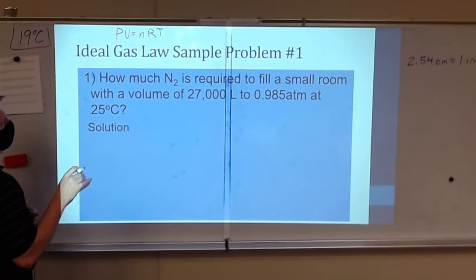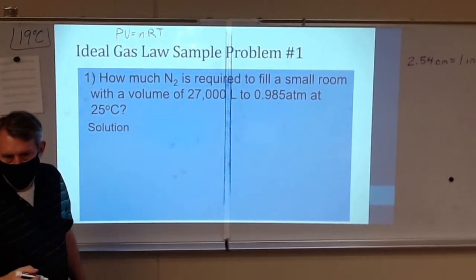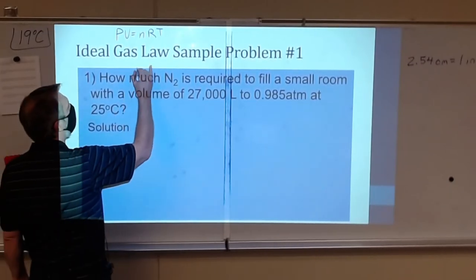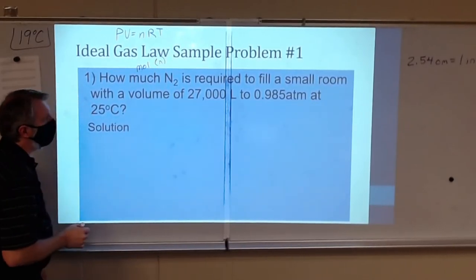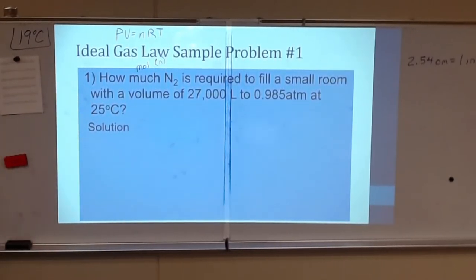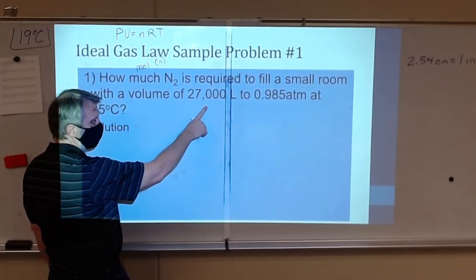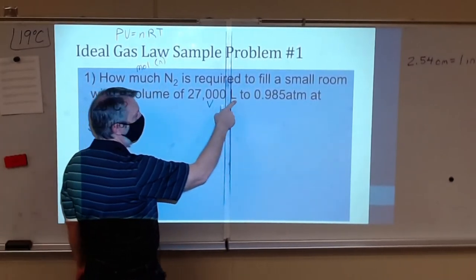So the question is how much. In chemistry, what are we using to measure amount? Moles, right? So this is moles, and so my unknown is n. It is required to fill a small room with a volume of 27,000 liters to 0.985 atmospheres at 25 degrees Celsius. 27,000 liters is what variable? V, volume. And that's in the right units already, liters.